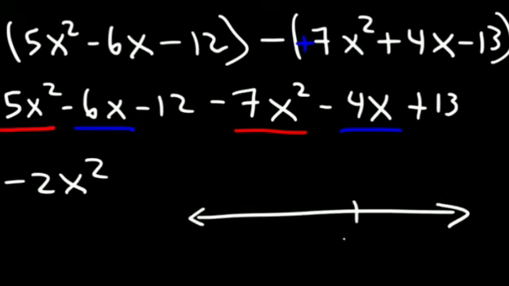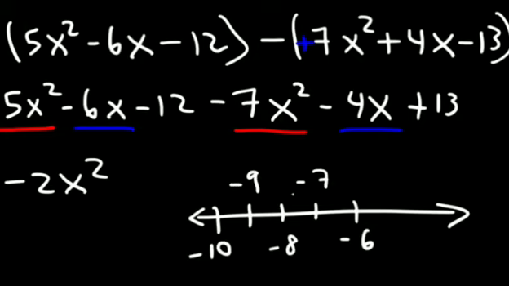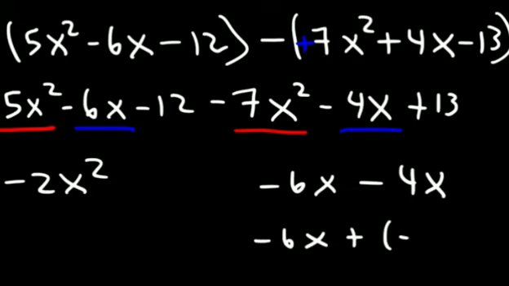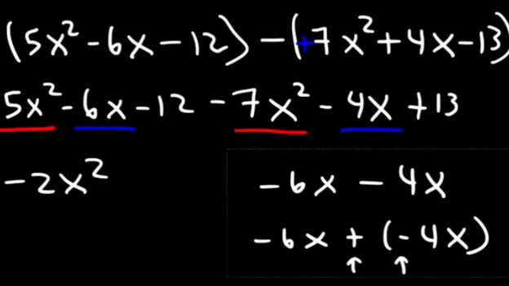If we were to start with negative 6 and then subtract 4, we would have to travel 4 units to the left. And so this would be negative 7, negative 8, negative 9, negative 10. And so negative 6x minus 4x, which is the same as negative 6x plus negative 4x. You can read it like this, or you could read it like this, because a negative times a positive is a negative. Either way, it will still give you negative 10x.